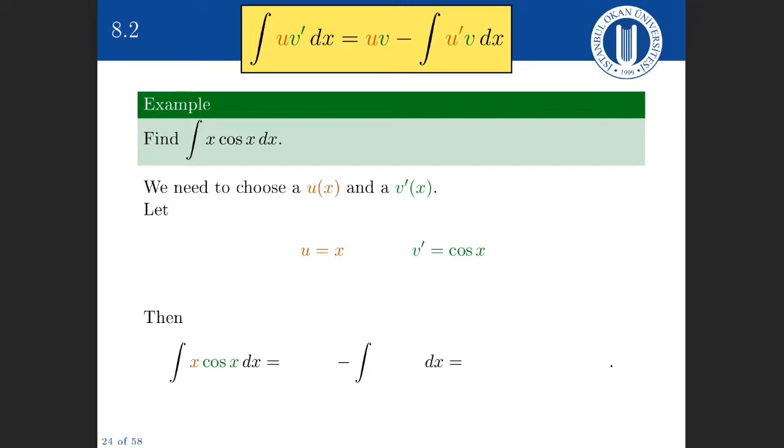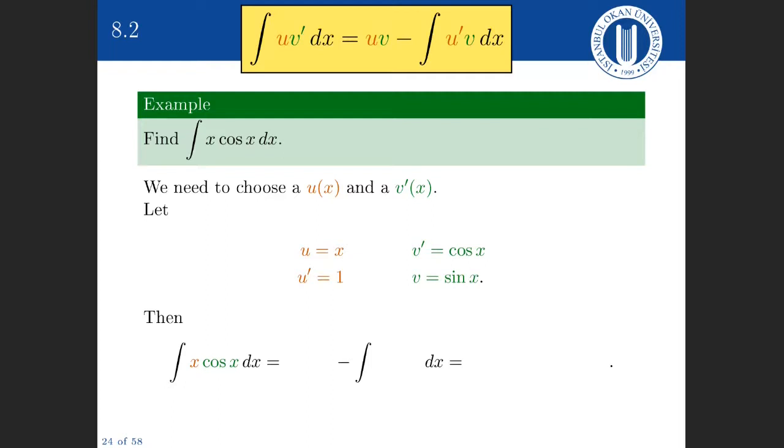The orange function we need to differentiate. u prime is 1. The green function we need to integrate, or to say another way, we need to find an antiderivative of the green function. An antiderivative of cos x is sin x. Then we fill these into our formula.